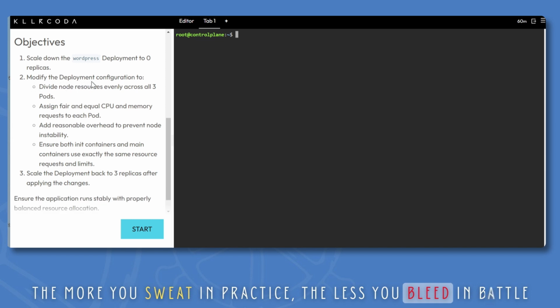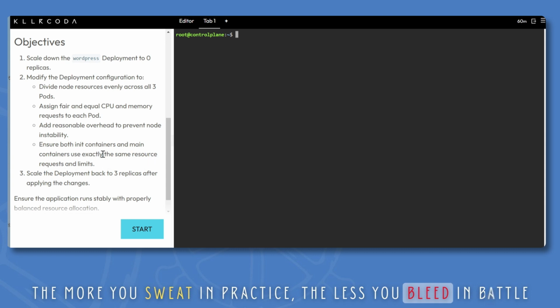So modify the deployment configuration to divide the node requests evenly across three pods. Assign fair, equal CPU and memory requests for each pod. Add a reasonable overhead to prevent node instability. Ensure both the init container and main container use exactly the same resources, requests and limits.